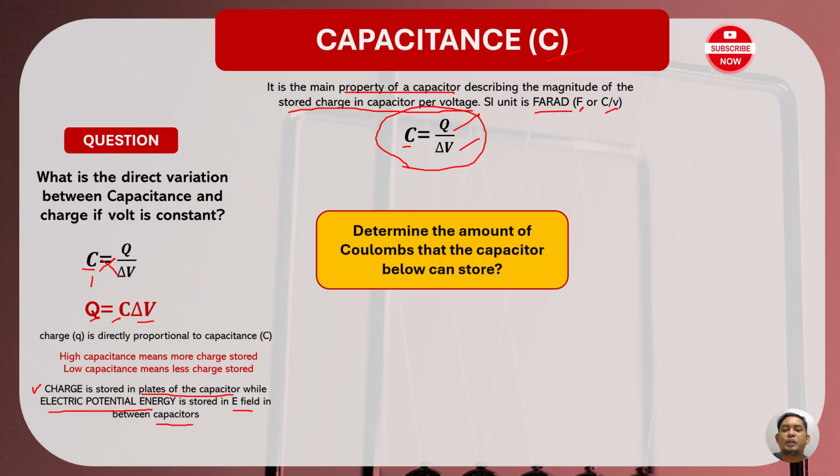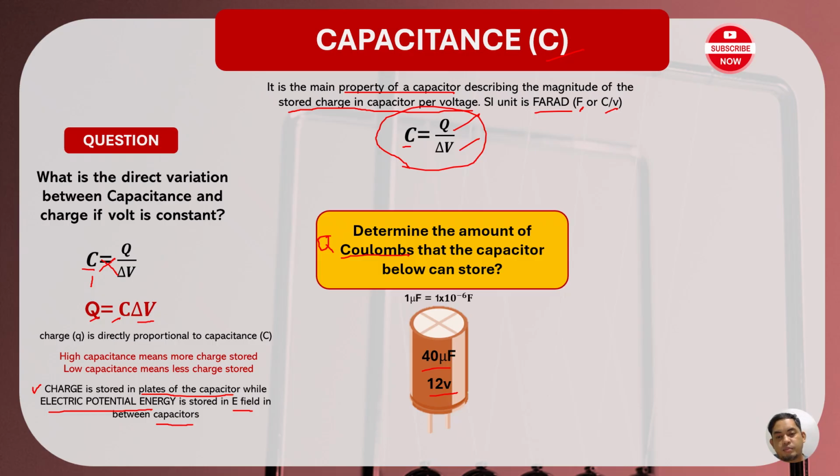This is a very simple problem. It's a capacitor, a very tiny electrical component, and there are values here: 40 microfarads and 12 volts. That's how it looks. Let's determine the amount of coulombs. Coulombs is just the unit of charge. So we will find the magnitude of charge that this capacitor can store.